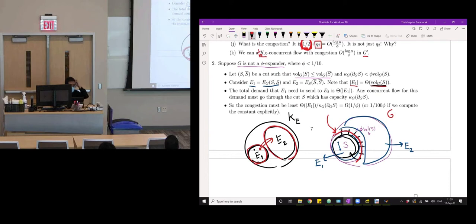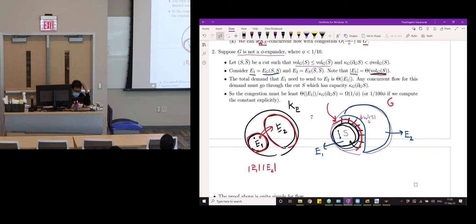What's the total demand from E1 to E2? E1 into E2 by n square. Say it again. Mod E1 into mod E2 by n square. Mod E1. So, I think E1, E2, and so this should be here, and then this should be over M. Yeah, just not M squared, because each edge in here has weight 1 over M, right?